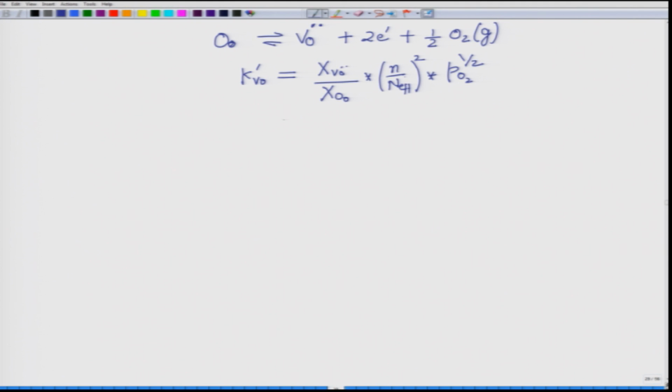Now, another thing that we know is that N, the number of electrons, would be equal to twice the number of vacancies at oxygen sites, because each oxygen atom that escapes leaves behind one vacancy, and each of those oxygen atoms was associated with 2 electrons. So, the number of electrons would be equal to 2 times the vacancies at oxygen sites.